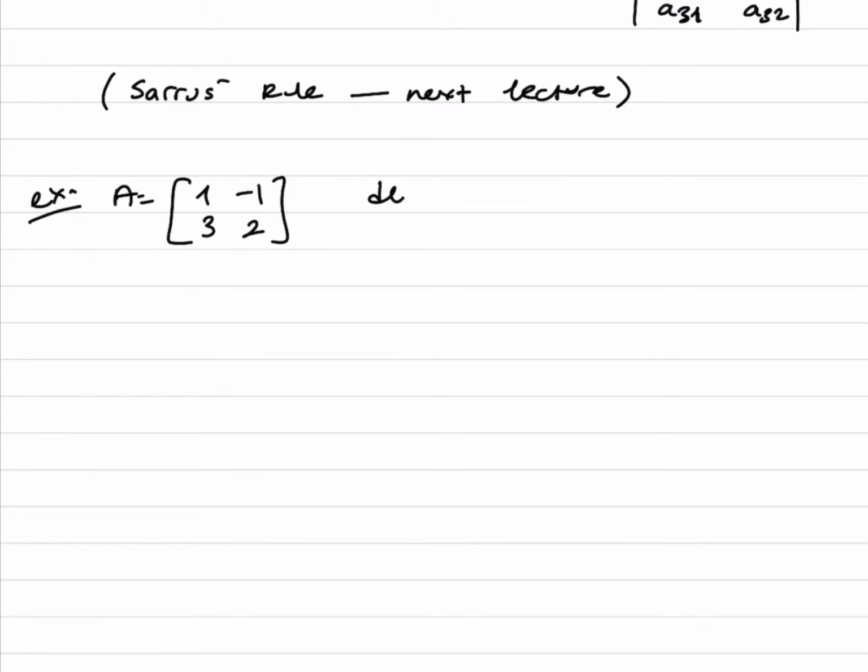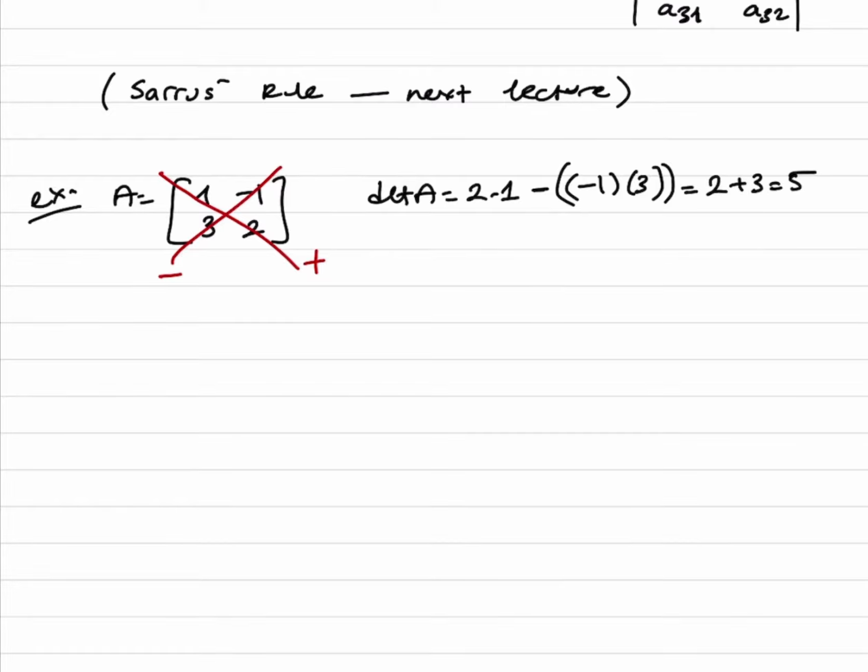Let me give, I should have given this one first. But what is the determinant of A? As we said, we have plus sign, and we subtract, multiplying with minus 1 times 3. So we have 2 plus 3. So the determinant of A is 5.